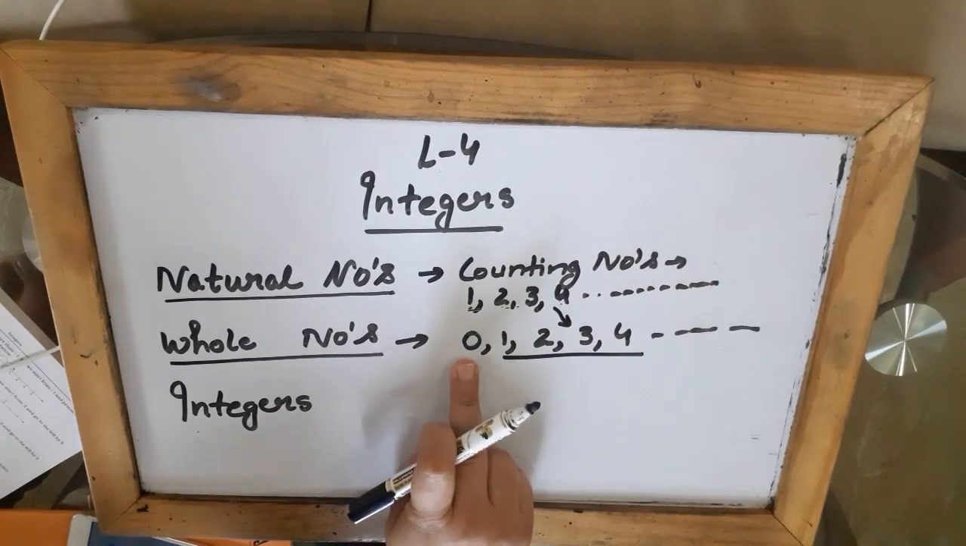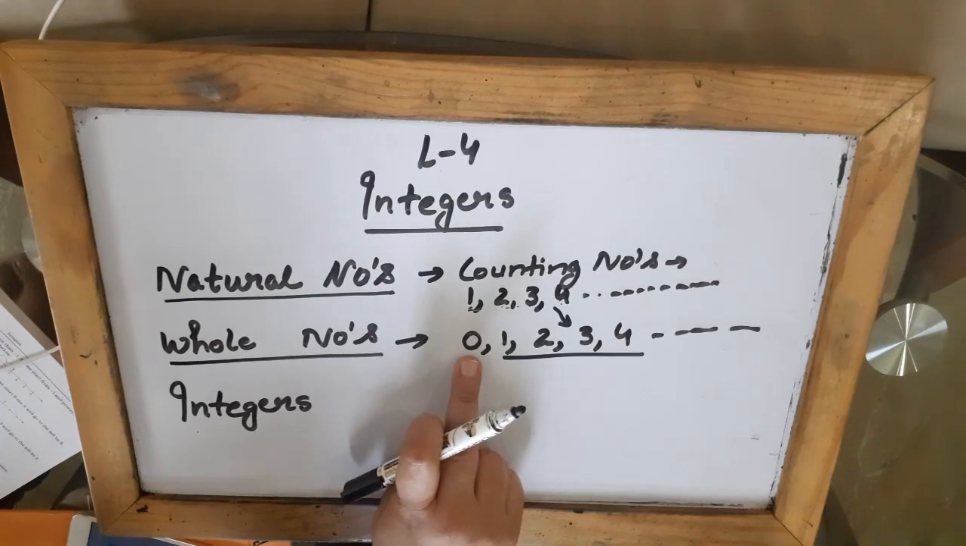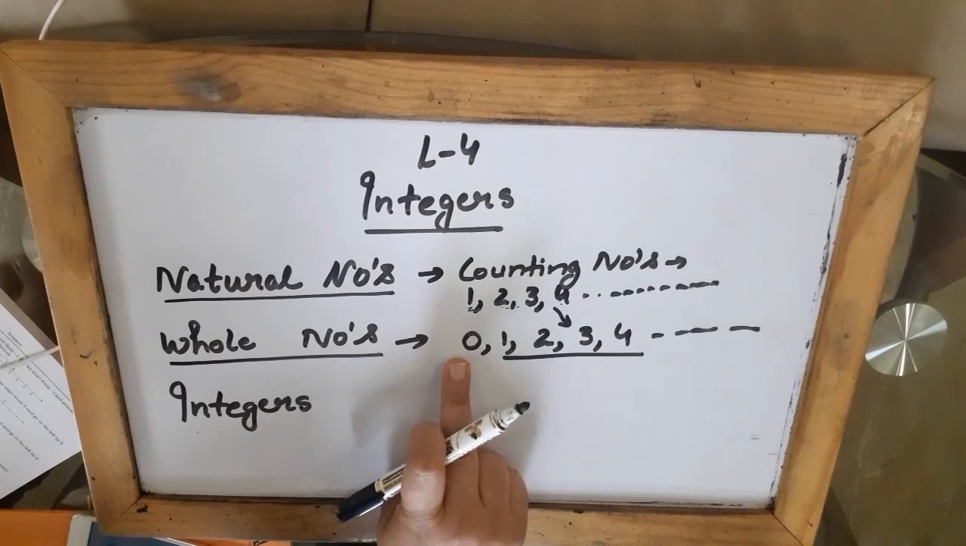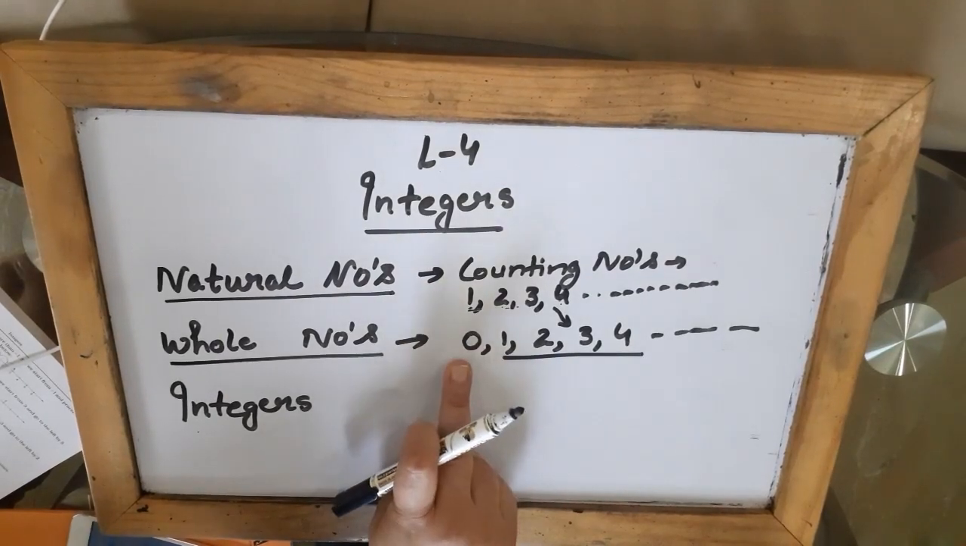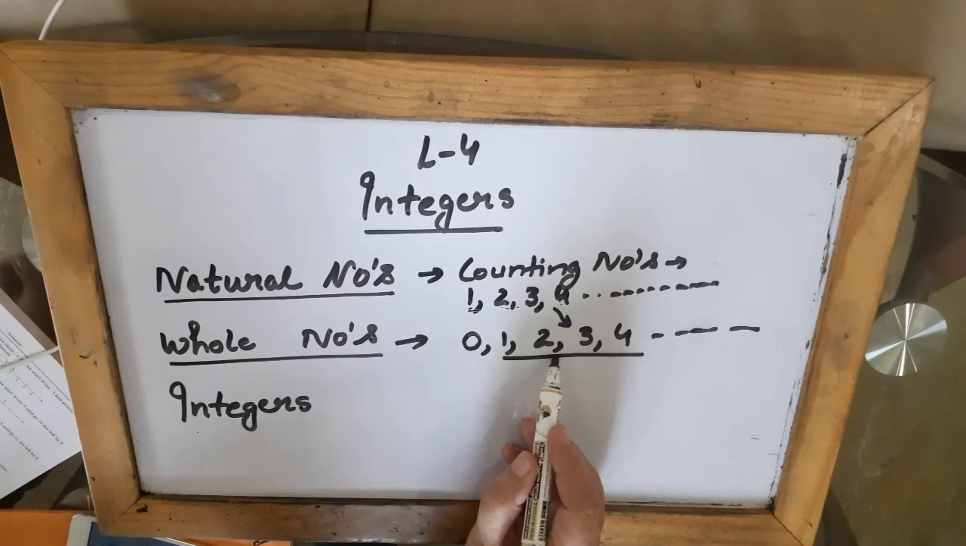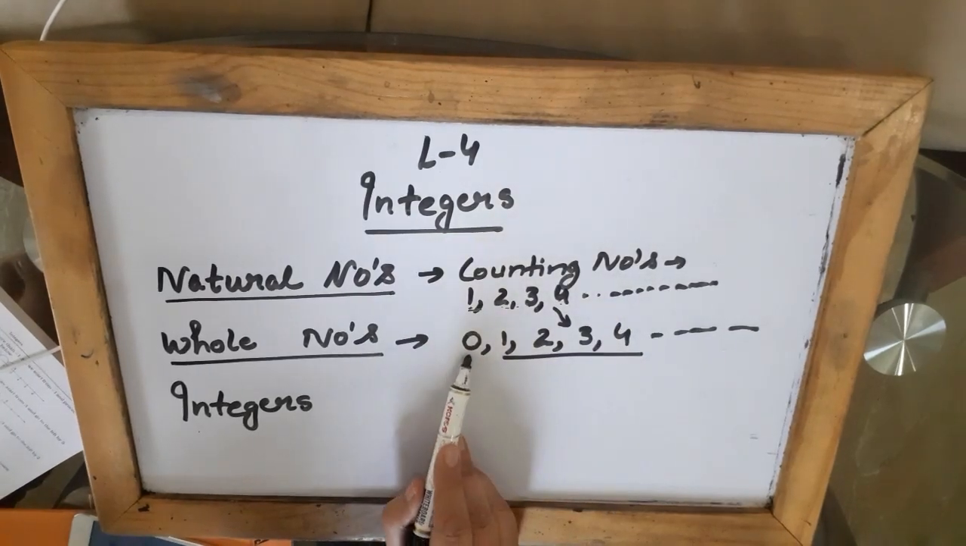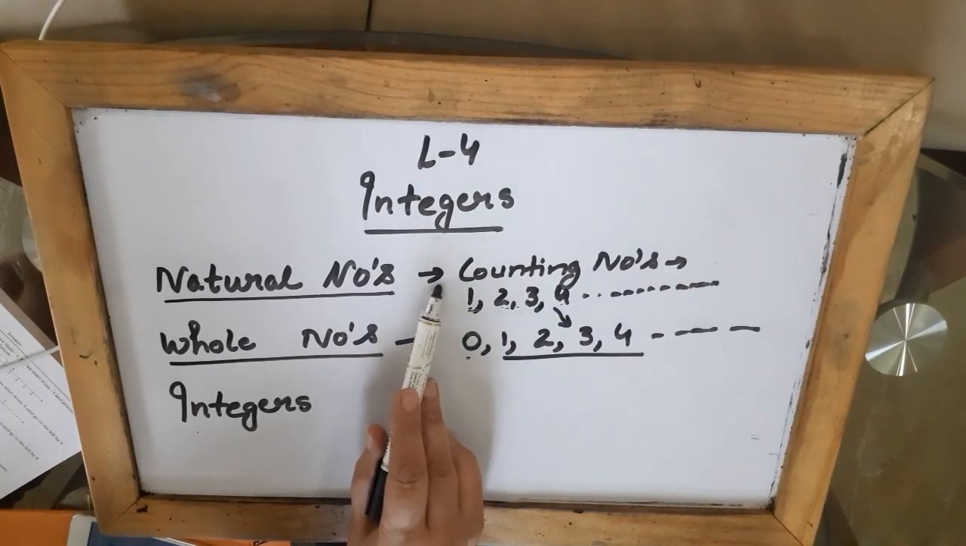While 0 is a whole number only, but I will not say that this is a natural number. 0 is a whole number but not a natural number, while all the natural numbers are whole numbers also, but all the whole numbers are not natural numbers because 0 is not a natural number.